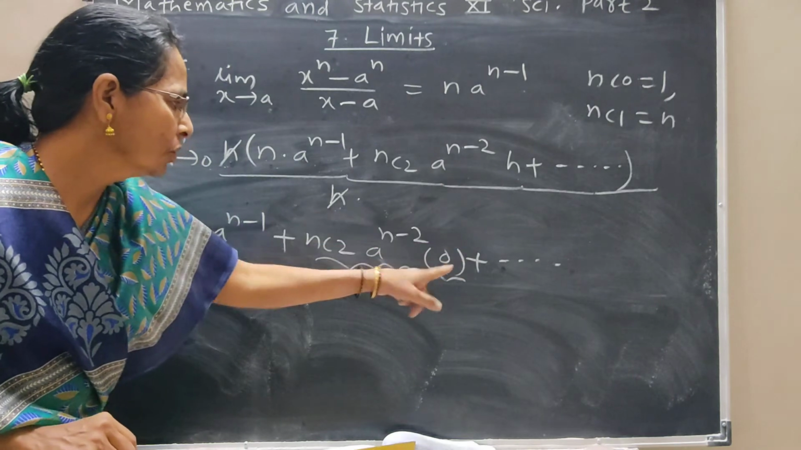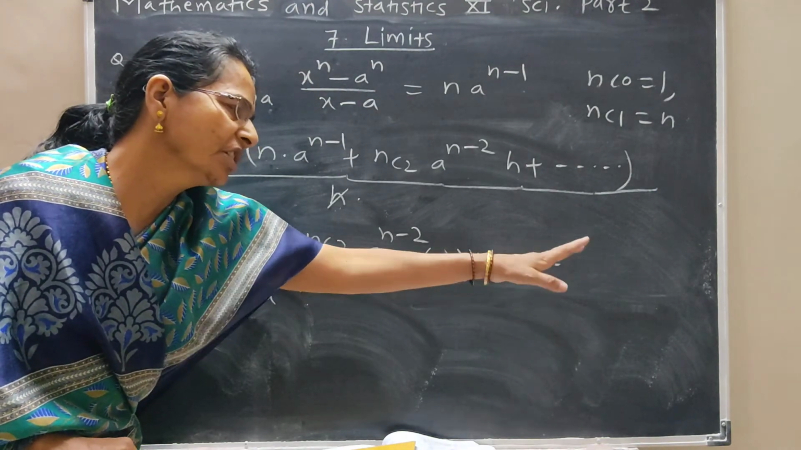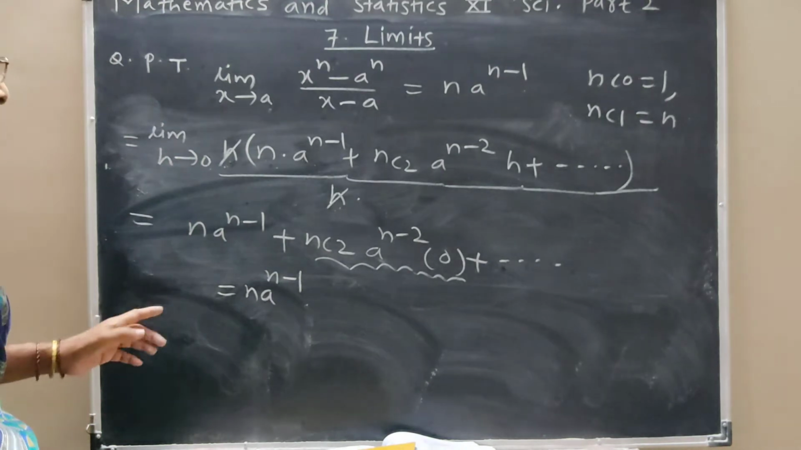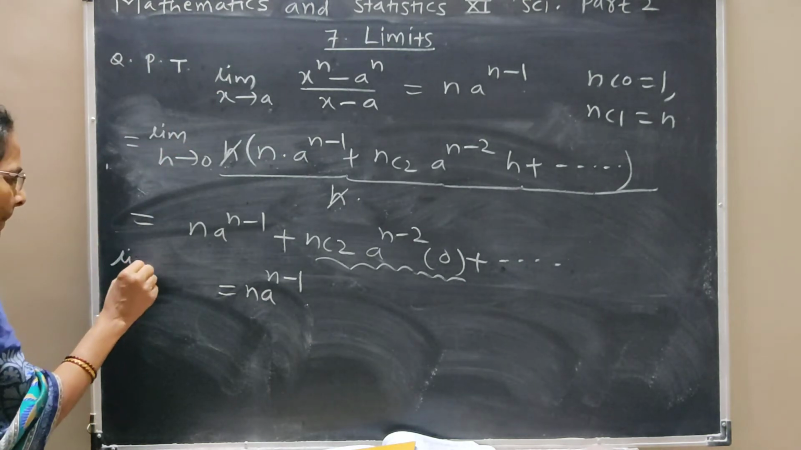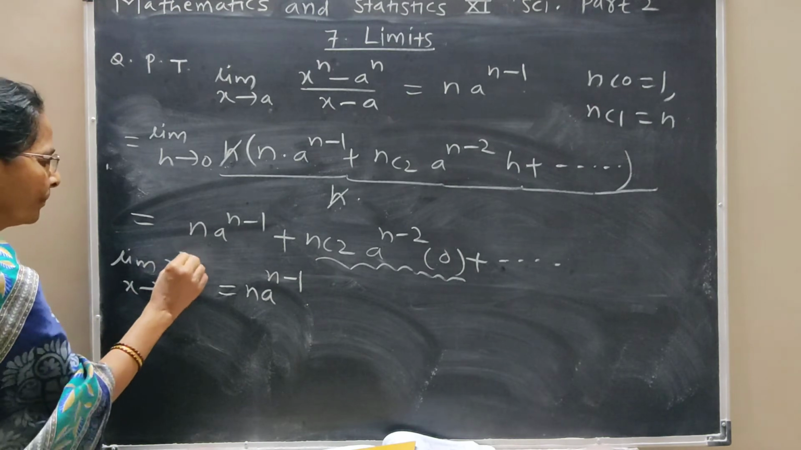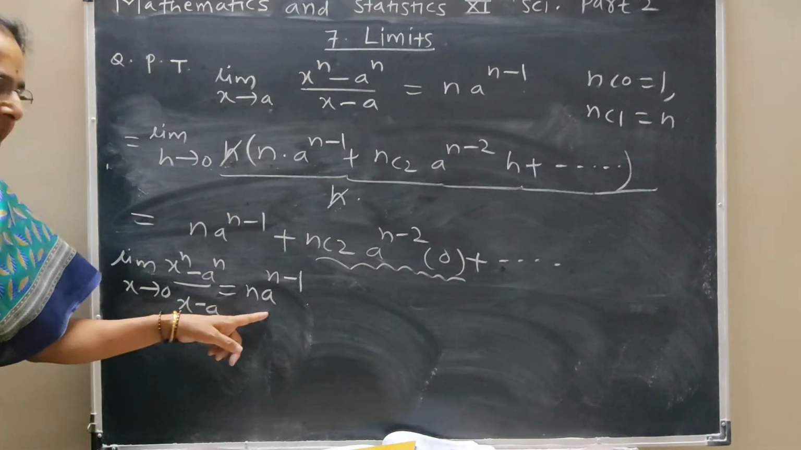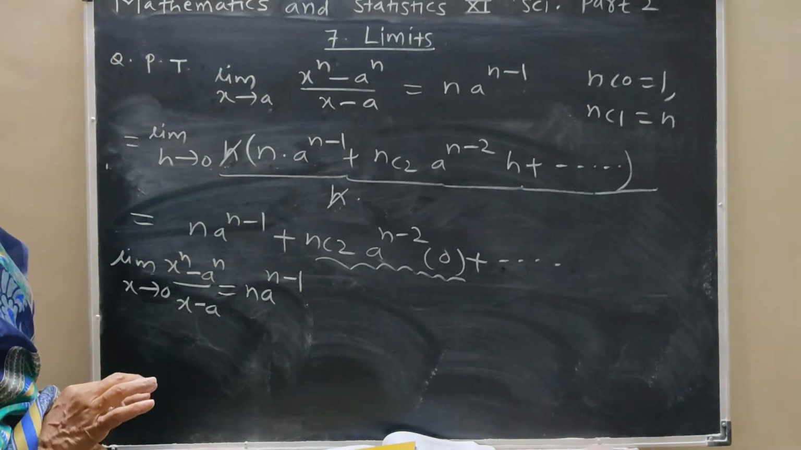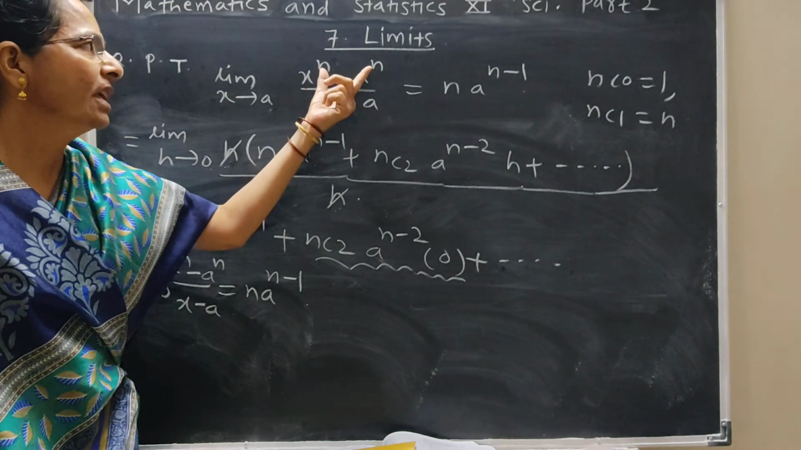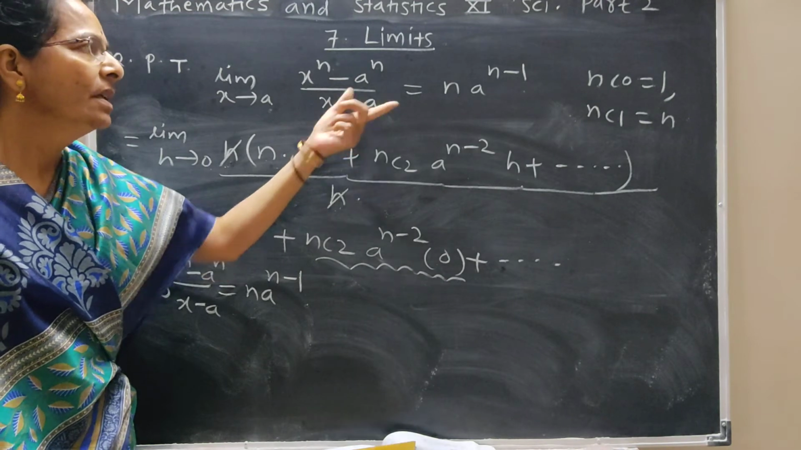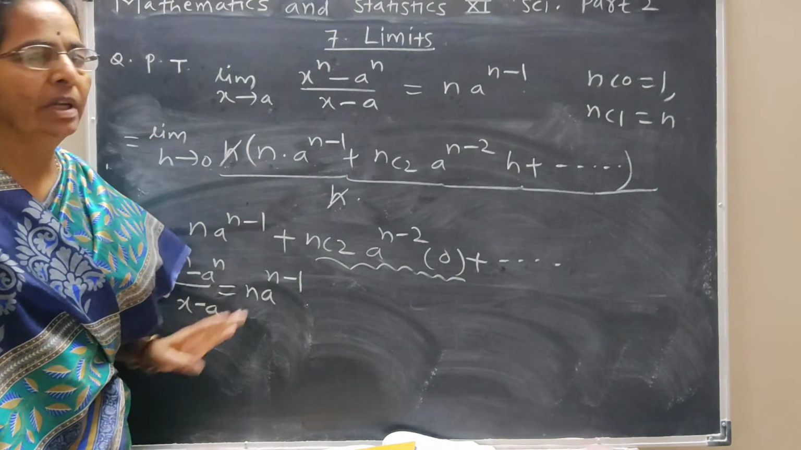Now put the value of h is 0. So this term is 0. Similarly, we put in the next term h as 0, then that term is 0. That means all the next terms are 0. Only n a raised to n minus 1 remains. So LHS is limit as x tends to a, x raised to n minus a raised to n upon x minus a is equal to n a raised to n minus 1. This is a very important formula. Remember this. x tends to a, here is a. Both the terms have index n, and here is x minus a and x minus a. Then directly put values in RHS. RHS is n a raised to n minus 1.